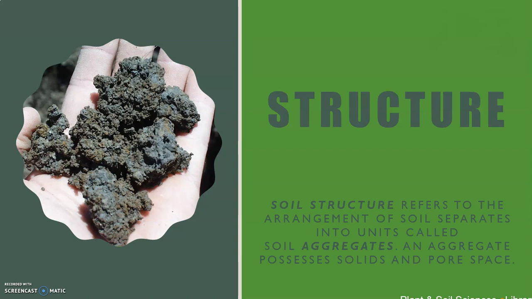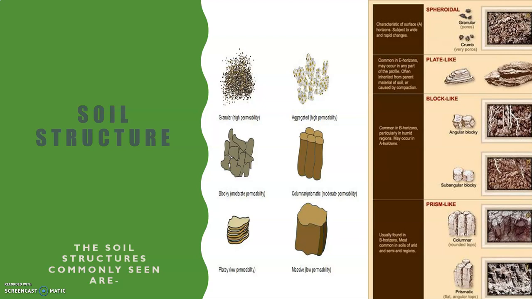Okay, here in the notes it's mentioned: it refers to the arrangement of soil separates into units called soil aggregates. And aggregates possess solids and pore spaces. For this level we will look into these 6 types of structure. Granular: in chapter 1, I gave an example of rice or sugar or salt, which is in grain form. That's why we call it granular.